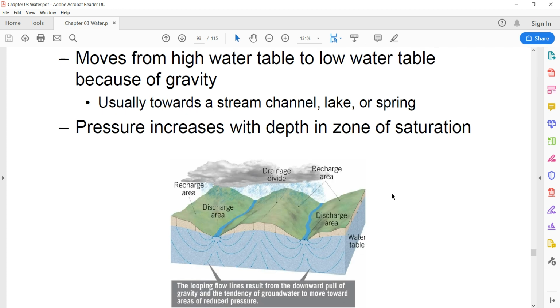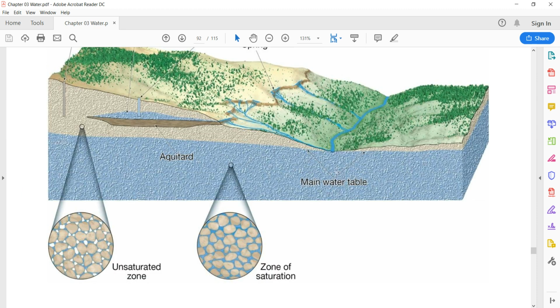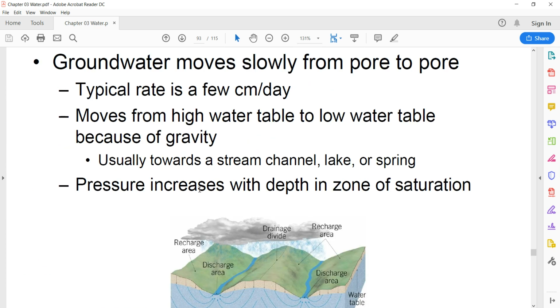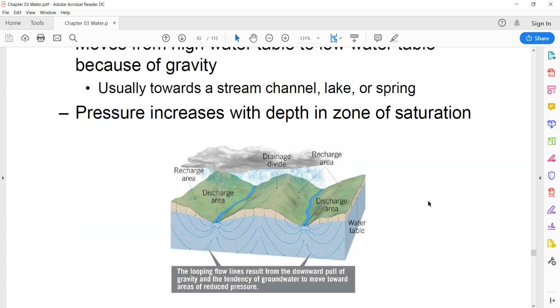Pressure increases with depth in the zone of saturation. So if you just look at this zone of saturation, if you go deeper in this zone of saturation, the pressure will increase, which is called hydrostatic pressure. When the water is just sitting somewhere, it has a pressure. The deeper you go in the water, the more pressure you feel from the overlying water or layer of water. So that is just hydrostatic pressure. So pressure increases with depth in the zone of saturation.